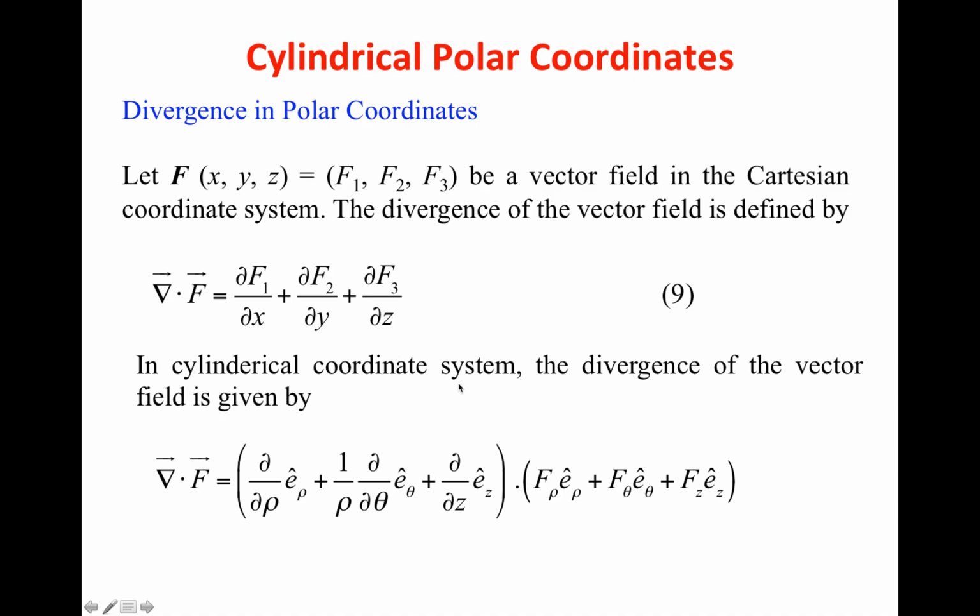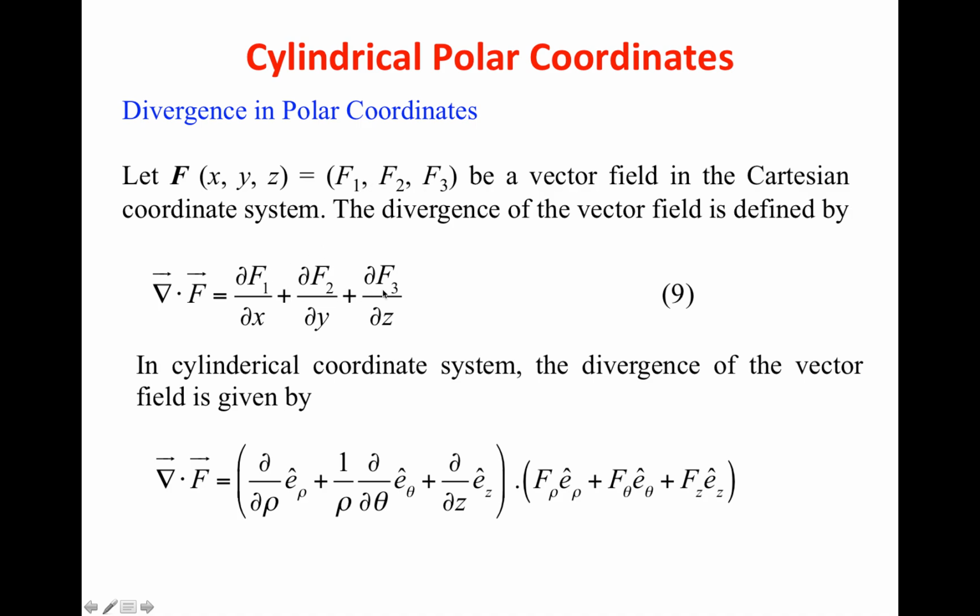So in the cylindrical coordinate system, for the divergence of the vector field, we have already found out the del vector. The del vector in cylindrical polar coordinates was this, and now suppose I change my x, y, z in terms of my polar coordinates rho, theta and z.